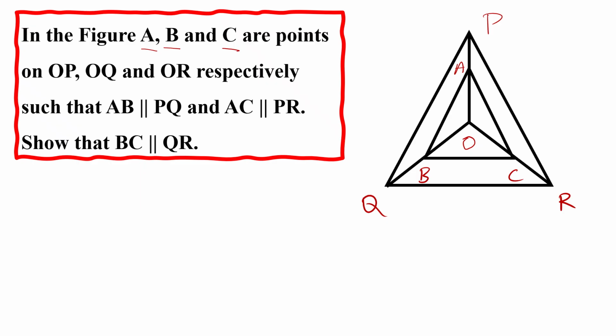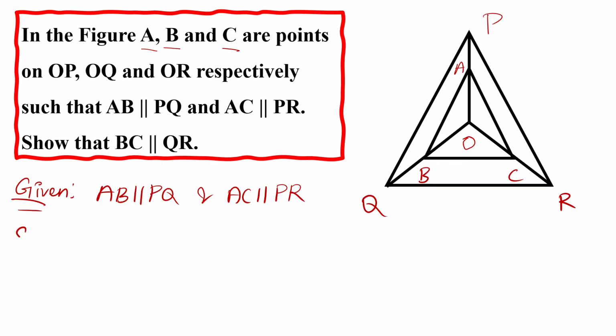What they have given is AB is parallel to PQ and AC is parallel to PR. So they have given this and we need to show that BC is parallel to QR. Okay, so let's see the proof.